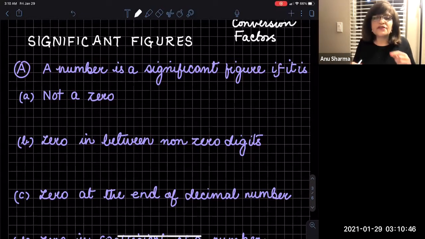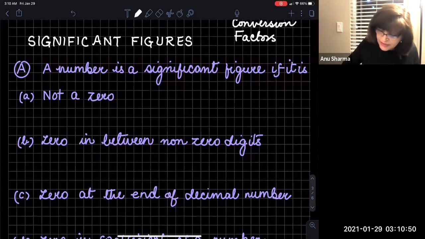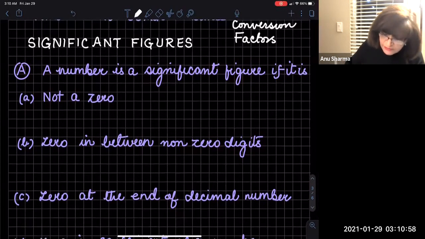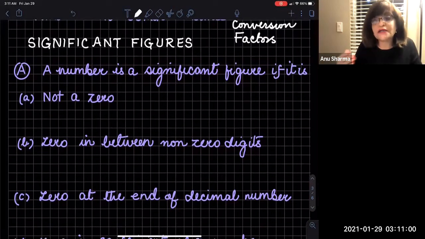So here's the thing. Those numbers are significant figures, and generally it relates to zeros, but let's look at it. Those numbers, significant figures meaning important, are counted. All the non-zero numbers are counted.